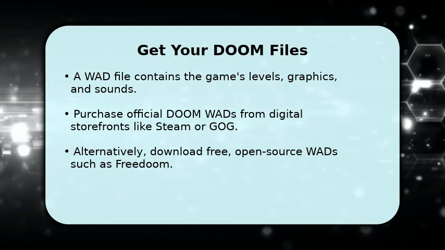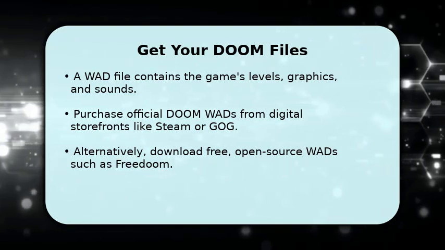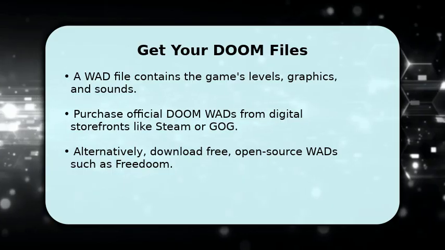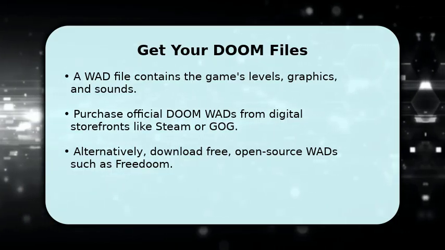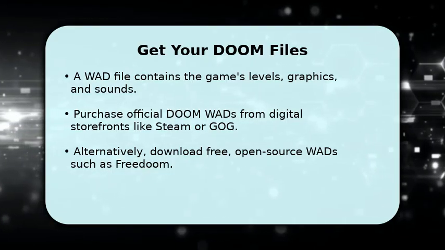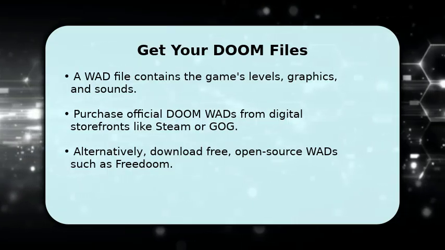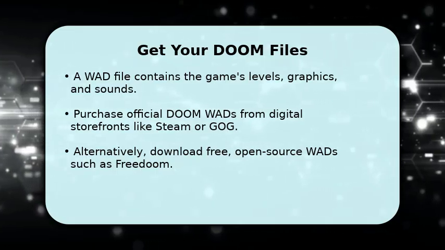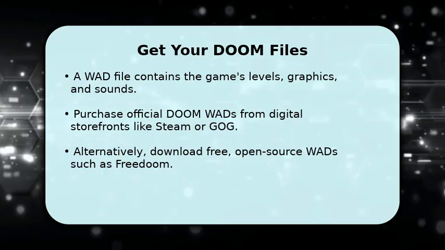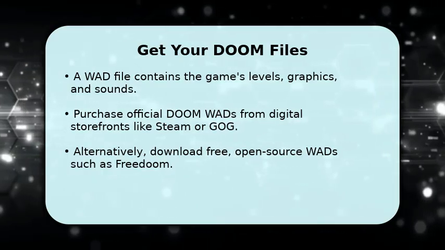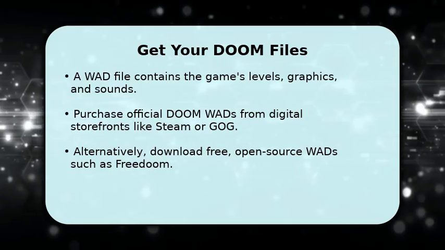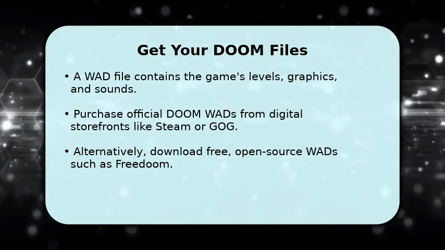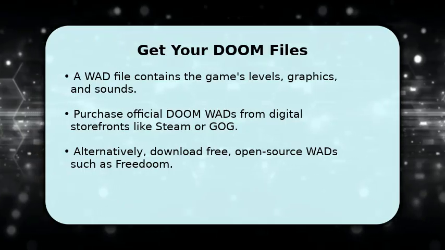To begin, you'll need the actual Doom game files, often called WADs. These files contain all the game's content, from levels to enemies. The most straightforward way to get official WADs is by purchasing Doom from digital platforms like Steam or GOG on your computer, then transferring the WAD files to your mobile device. For a free option, consider downloading Freedoom, which provides a complete, open-source game experience.